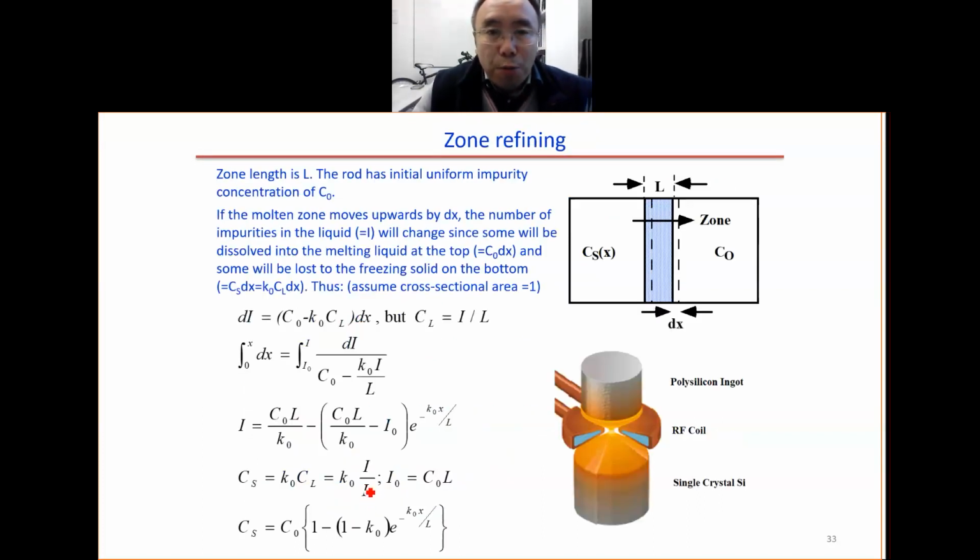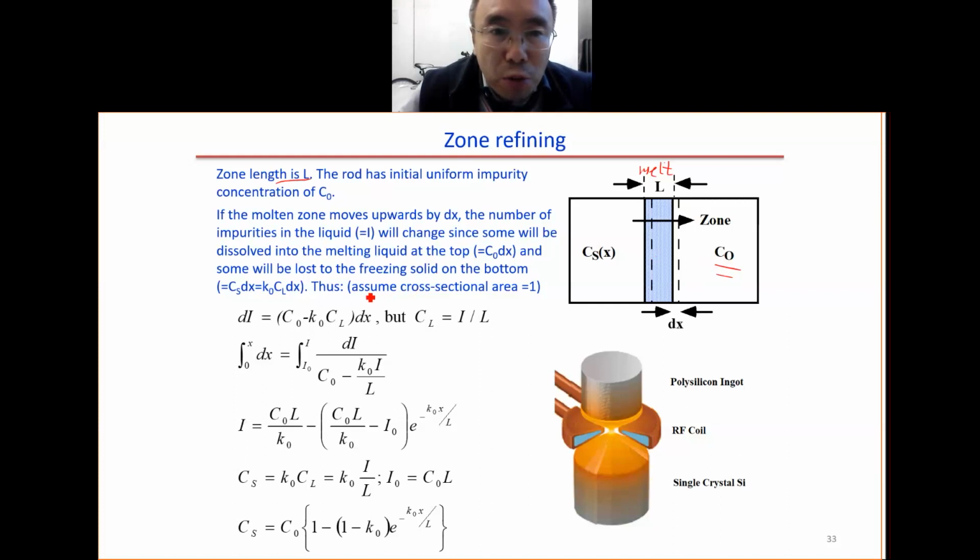Now again, we want to calculate the dopant concentration along the boule. We assume the zone length is L. That means the melt, this part, is L. The rod has an initial uniform impurity concentration C0. Before we do the zone refining, before we do the zone heating, we have a constant dopant concentration at C0.